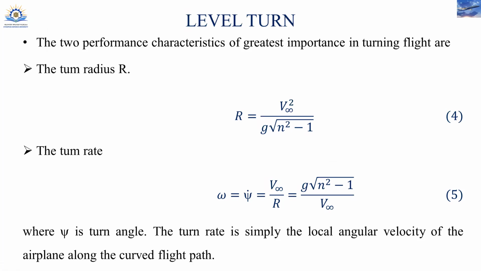So where psi is the turn angle, then the turn rate is simply the local angular velocity. So omega is equal to psi dot. If you consider psi as the turn angle, then it is psi dot, which is the local angular velocity of the airplane along the curved flight path. That is the meaning.